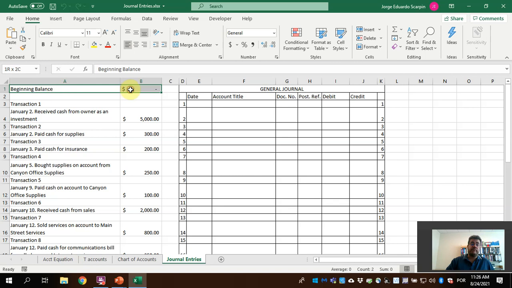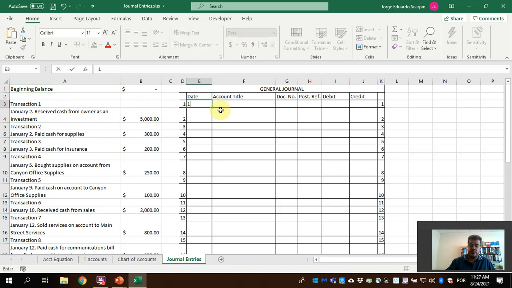So, beginning balance, nothing. We will start our company from scratch. So transaction 1, date, January 2nd. And here, 2021, because we are recording this video in 2021. Account title, what is the first one? The debit. Received cash from owner. So our debit, cash, we are receiving money. Let's consider here, receipt 1 as our document.